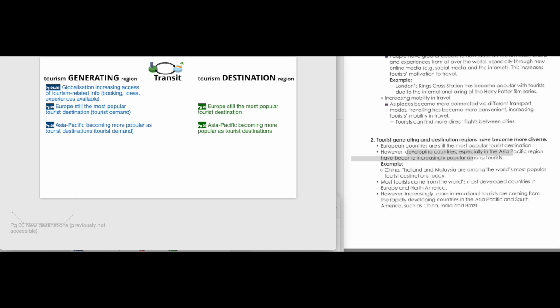All right, now let's move on to the next one. The next factor. Okay, more tourists are coming from emerging economies. Where will you classify them?